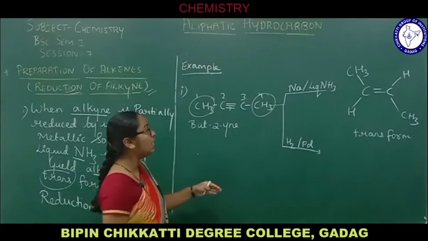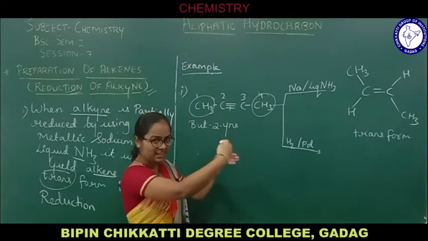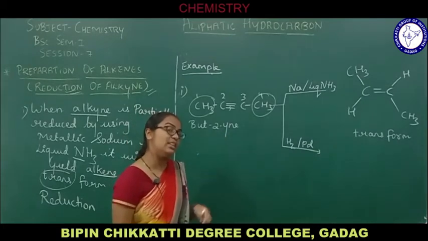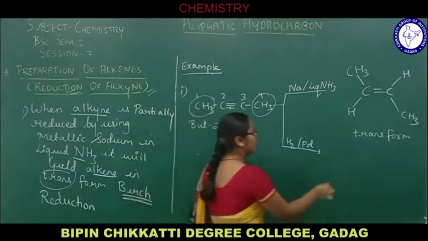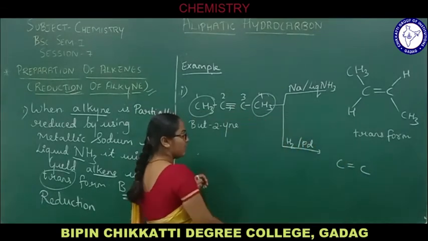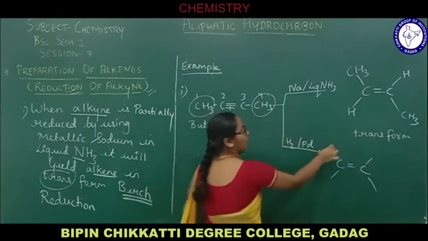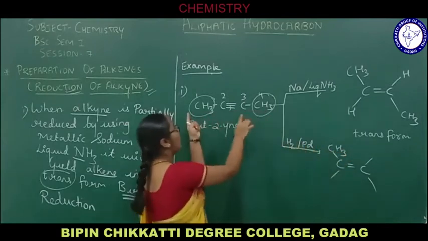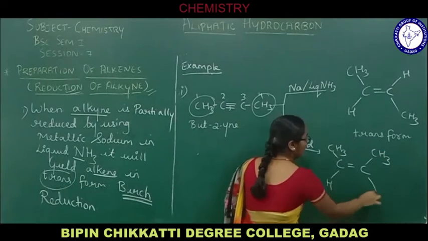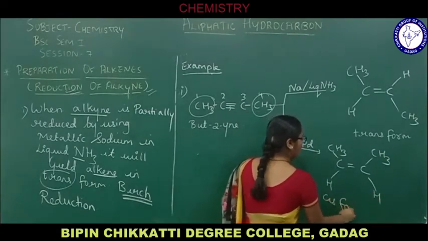Here what will happen? The two methyl groups are going to be present on the same side, and the two hydrogens will also get attached to that carbon-carbon double bond on the same side. So here the triple bonded carbon-carbon will break down, and the two methyl groups, methyl number 1 and methyl number 4, are going to be present on the same side along with the two hydrogen atoms. So this is the cis form of butene.